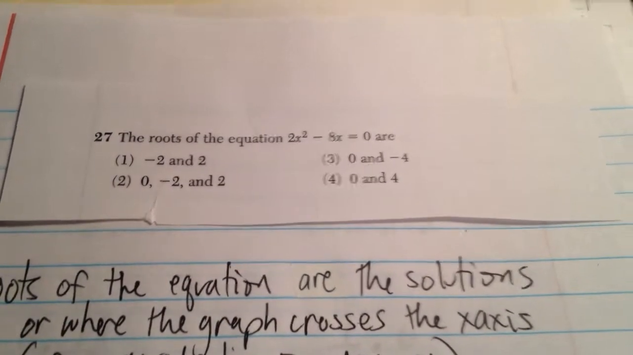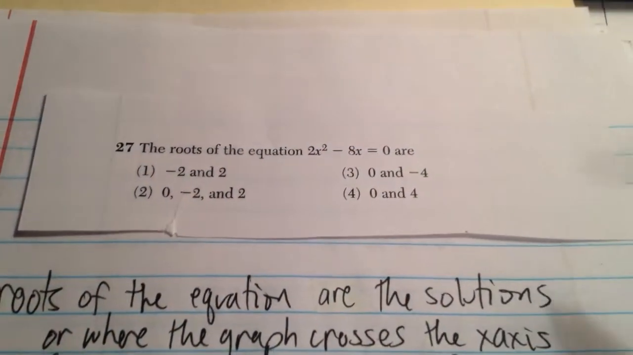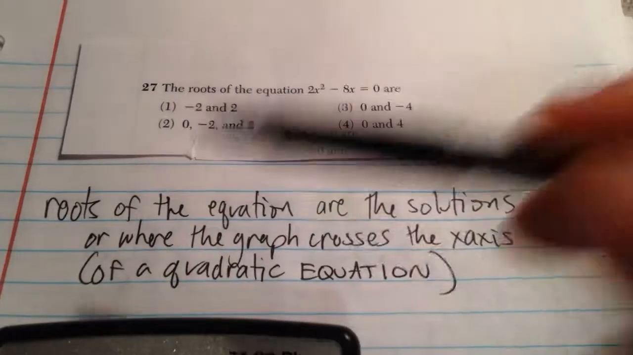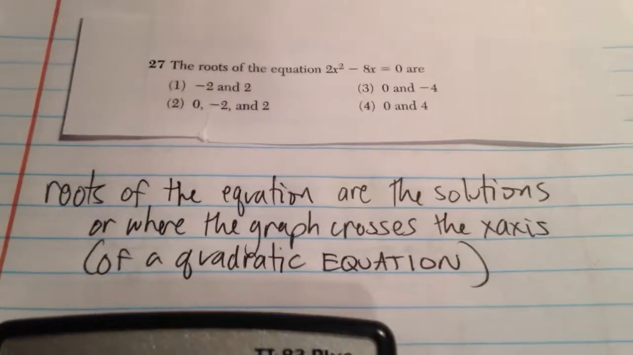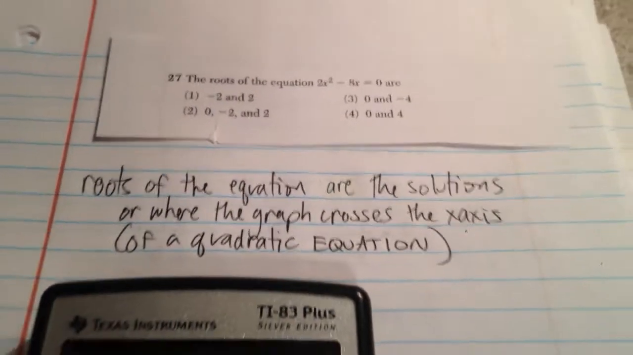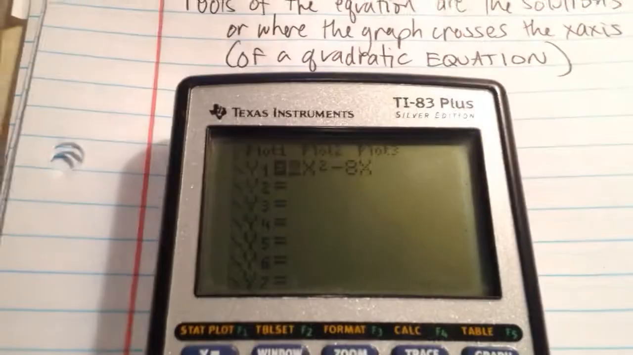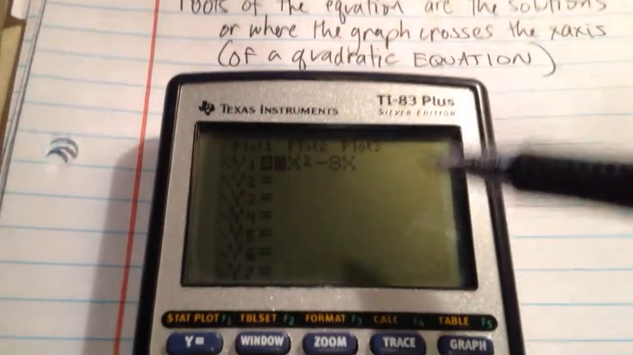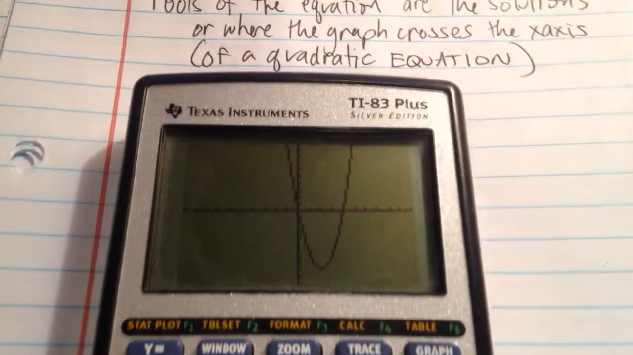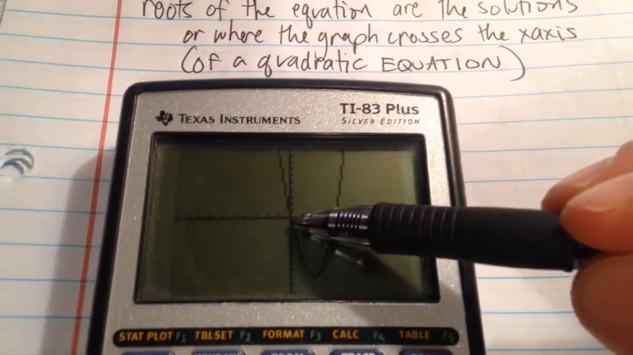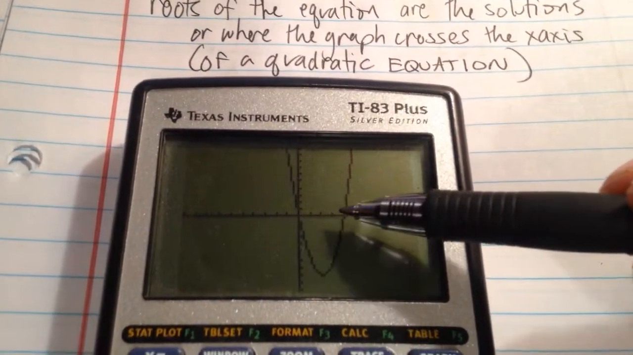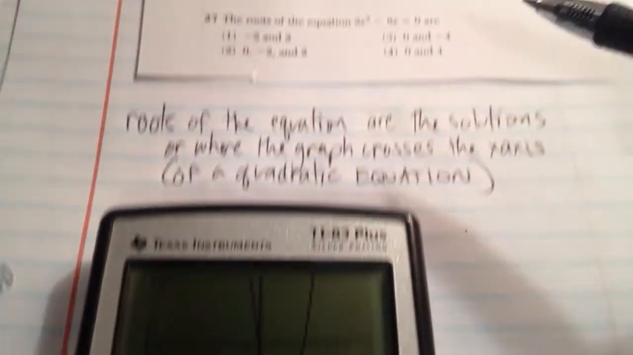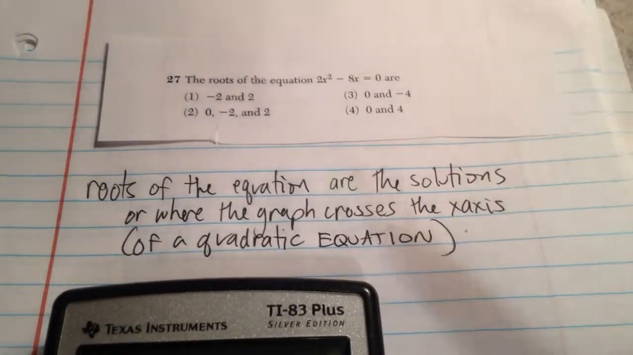The roots of the equation 2x squared minus 8x equals 0 are the following. Remember, the roots of the equation are the solutions, or where the graph of a quadratic equation crosses the x-axis. I'm going to put 2x squared minus 8x into my calculator and graph it. Notice the values where it crosses the x-axis are 0 and 4. Choice 4.